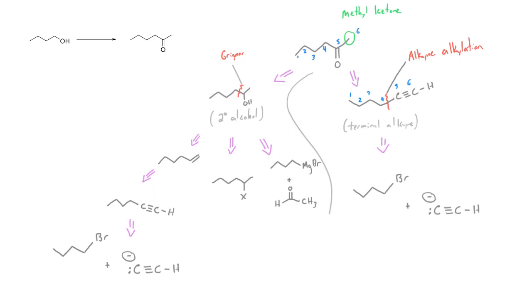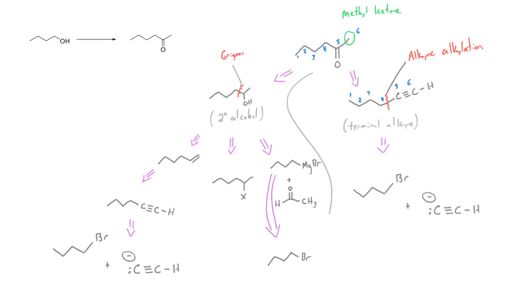Let's say I didn't want to use terminal alkynes for some reason. I could maybe think about what are the precursors of this Grignard reaction. All I have to do is think, how would I make this Grignard reagent? The immediate precursor of a Grignard reagent is just an alkyl halide. So all I have to do is have the same molecule, just without magnesium.